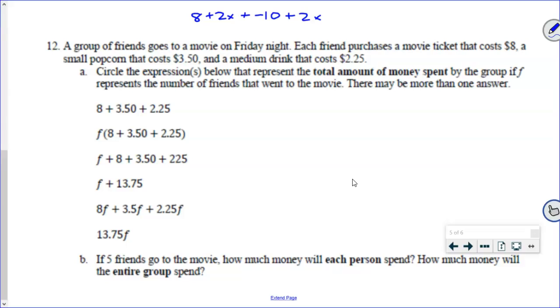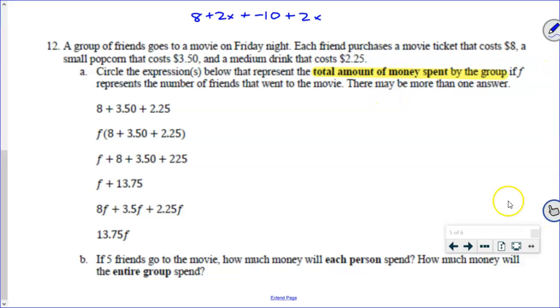from a context. So number 12, a group of friends goes to a movie on Friday night. Each friend purchases a movie ticket that costs $8, a small popcorn that costs $3.50, and a medium drink that costs $2.25. You need to go through these expressions and circle all of the expressions that represent the total amount of money spent by the group.